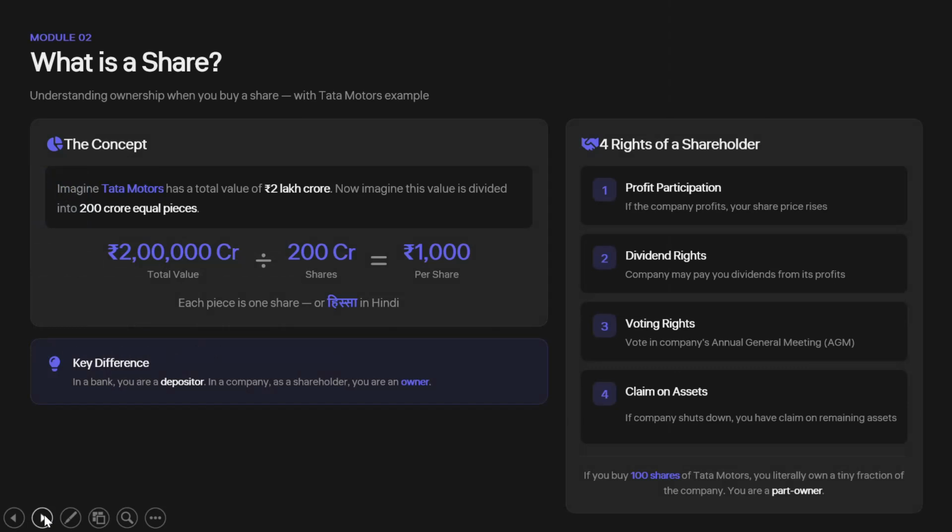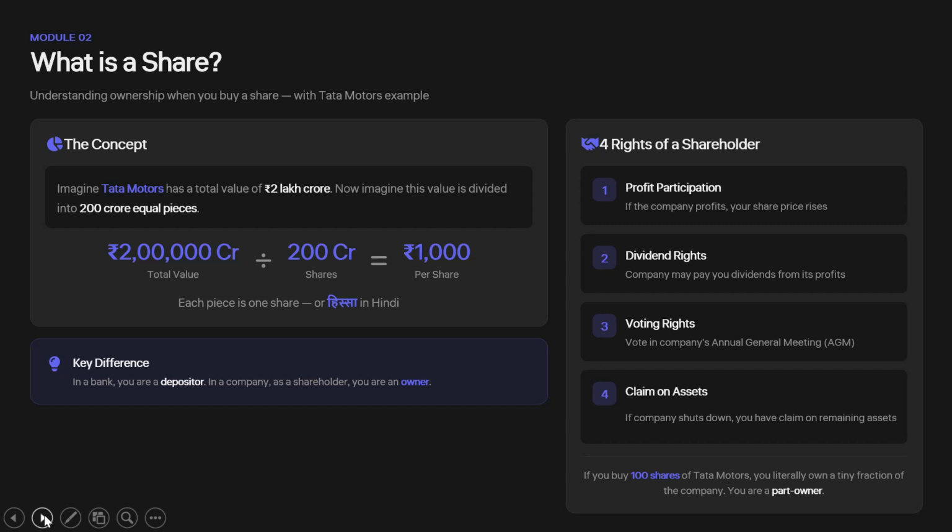What is a share? Imagine Tata Motors has a total value of 2 lakh crore rupees. Now imagine this value is divided into 200 crore equal pieces. Each piece is one share, or one hissa maybe. If you buy 100 shares of Tata Motors, you literally own a tiny fraction of the company. You are a part owner.